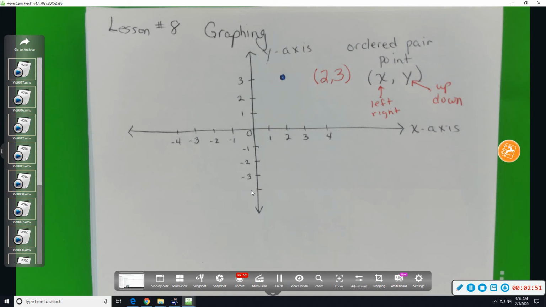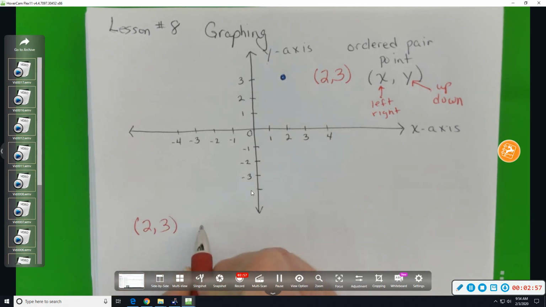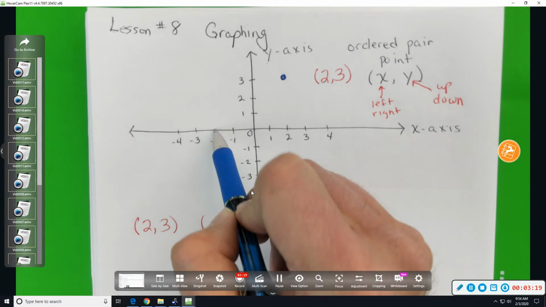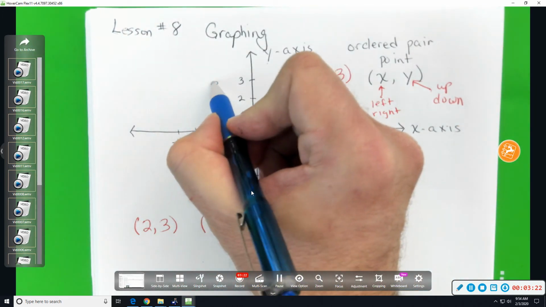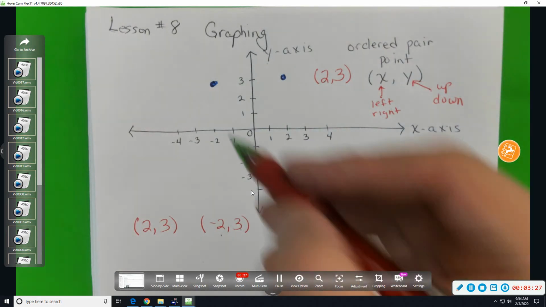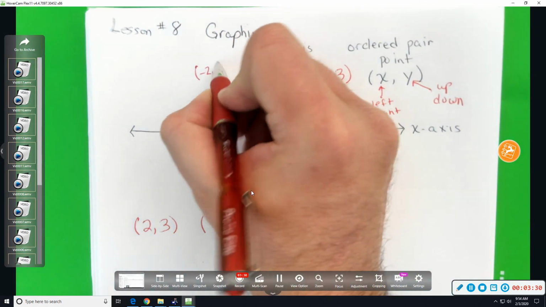What about the point negative 2, 3? I'm going to plot 4 points. 2, 3 is the first one. Negative 2, 3 is the second point I'm plotting. Well, since the first number is negative, you move left and then up. Why up? Because the number is positive. So start at the origin, left 2, up 3. That dot I just drew in the upper left-hand corner is the point negative 2, 3.